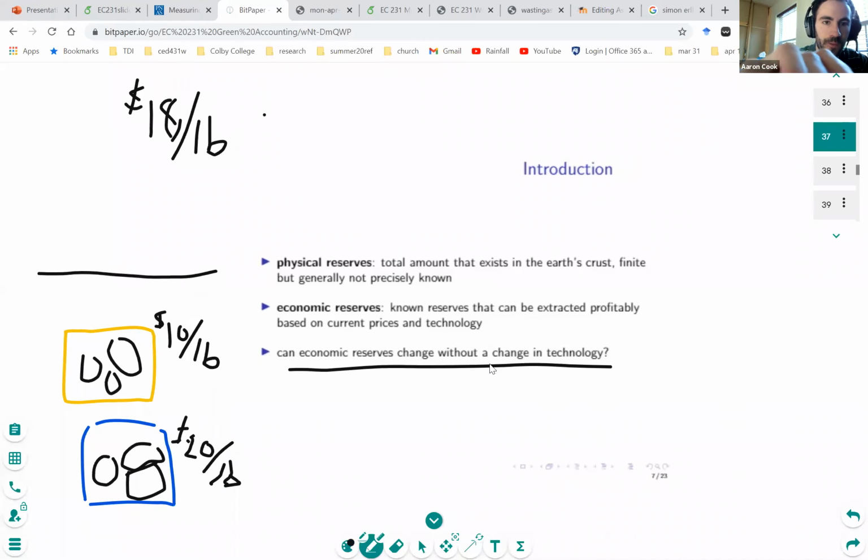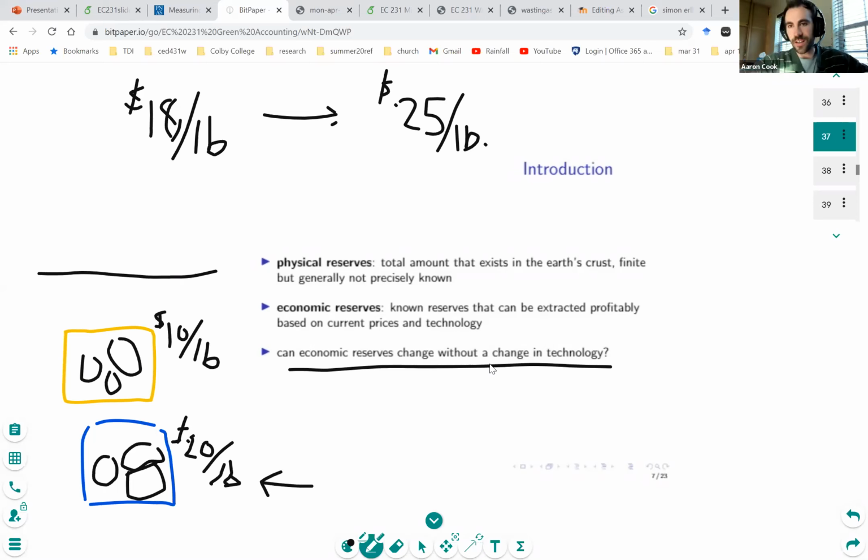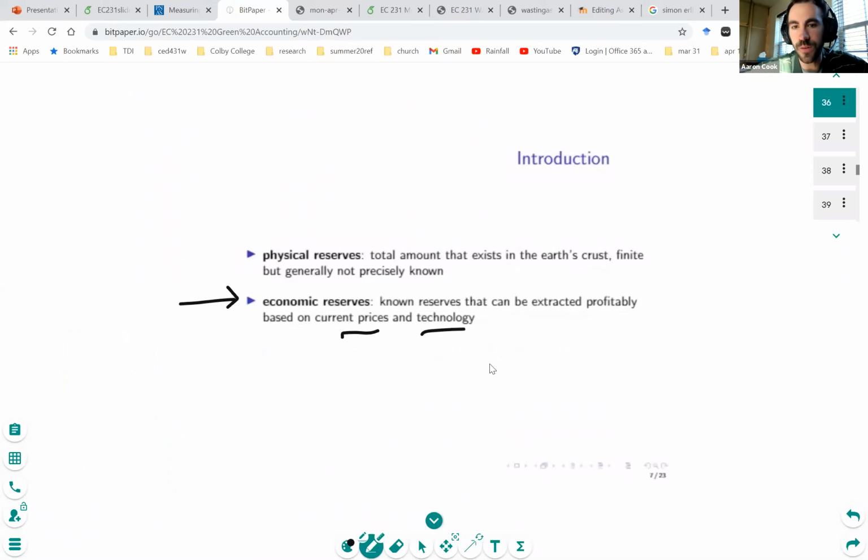But let's say some time goes by, and all of a sudden there's higher demand for these resources, or other supplies elsewhere are getting scarcer, and so in general these resources are getting scarcer. Maybe there's an increase in the price to $25 per pound, and then all of a sudden these deeper reserves get recategorized from non-economic reserves to economic reserves as a result of the change in price. So that's another key point I want to emphasize here, which was hinted at in the previous slide. Economic reserves are the reserves that can be extracted profitably based on the current prices and technology. So technology is important, but also the prices. Even if technology is fixed, if the price goes up, reserves which were previously non-economic can suddenly become economic.